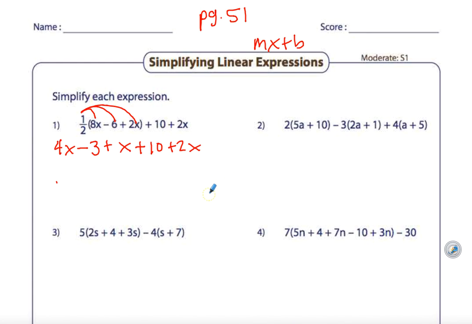At that point, we would just try to combine together our like terms, which would be like 4x and plus x and plus 2x, and then -3 and positive 10. So whenever we put together 4x plus 1x, that makes 5x, plus 2 more x's makes 7x, and then -3 plus 10 would make positive 7.